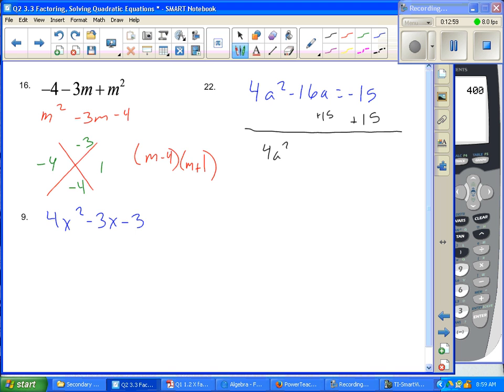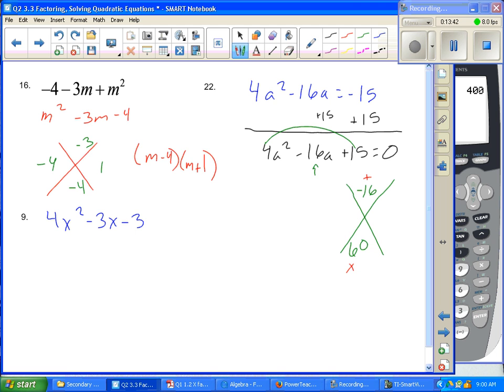So I get 4a squared minus 16a plus 15 equals 0. And then, since the value in front of the a squared is a 4, that means I'm doing the umbrella method. So I have to multiply the 4 with the 15. So 4 times 15, that gives me 60. And then the b value, which was negative 16, will go up here. So we're going to come up with two things that multiply to give 60, that add to give us negative 16.